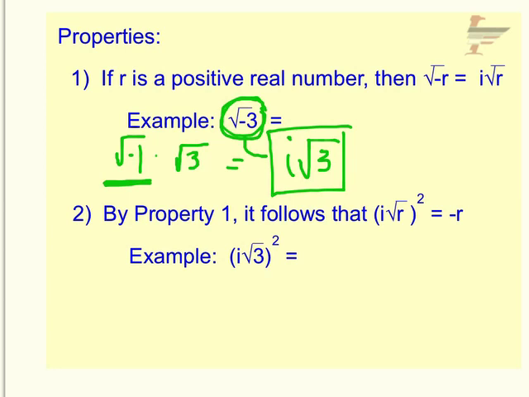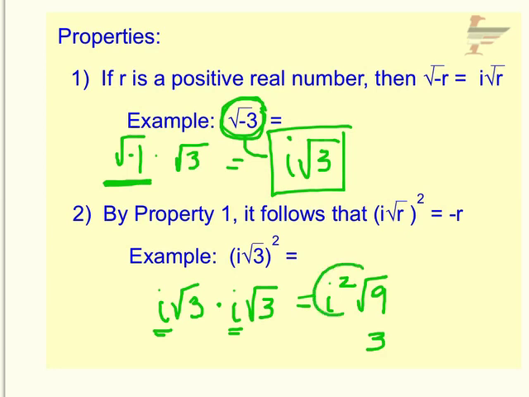If you're squaring something, so i times the square root of 3, squared, that means multiply it by itself, and then multiply the things that go together. So i times i is i squared. Square root of 3 times the square root of 3 is the square root of 9. And now if we simplify this, we know the square root of 9 is 3, but what does i squared equal again? Well, on that last slide you wrote down that i squared equals a negative 1. So we have a negative 1 times 3, or negative 3.